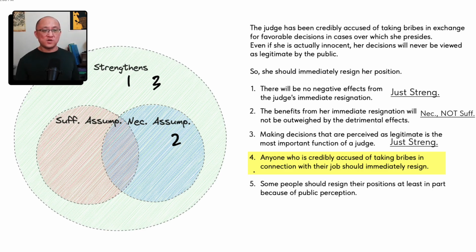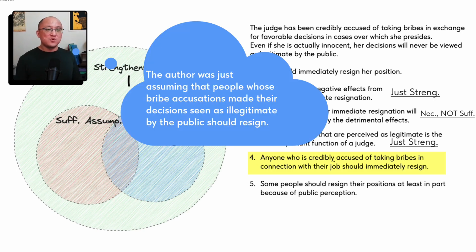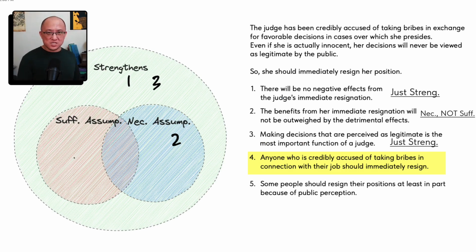It's saying anyone who's accused of taking bribes should resign. The author was just assuming that people who are accused of taking bribes and that somehow making your decisions not trusted by the public, that is what the author was assuming. So number 4 is sufficient. That means it does strengthen, but it's not a necessary assumption.